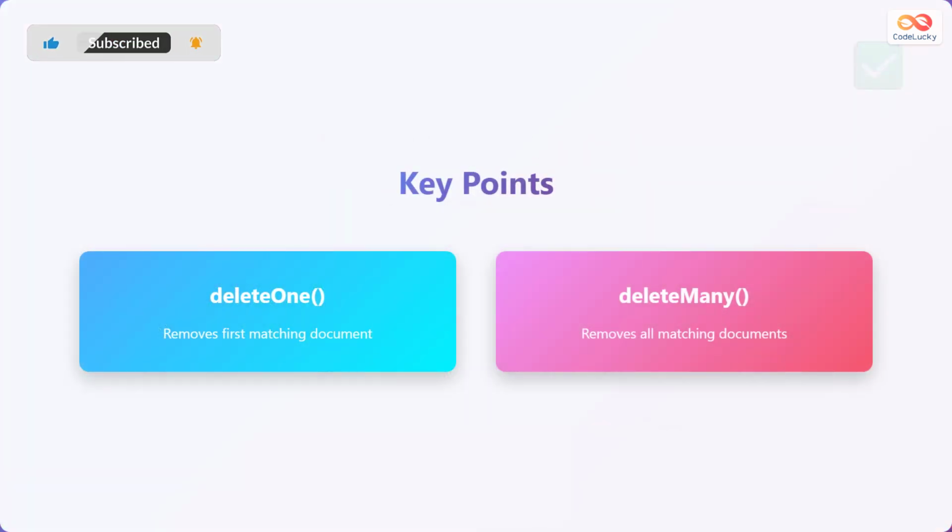Here are the key points. The deleteOne method removes the first matching document from a collection, while the deleteMany method removes all documents that match the specified criteria. Remember to use these methods carefully, as deleted data cannot be easily recovered.